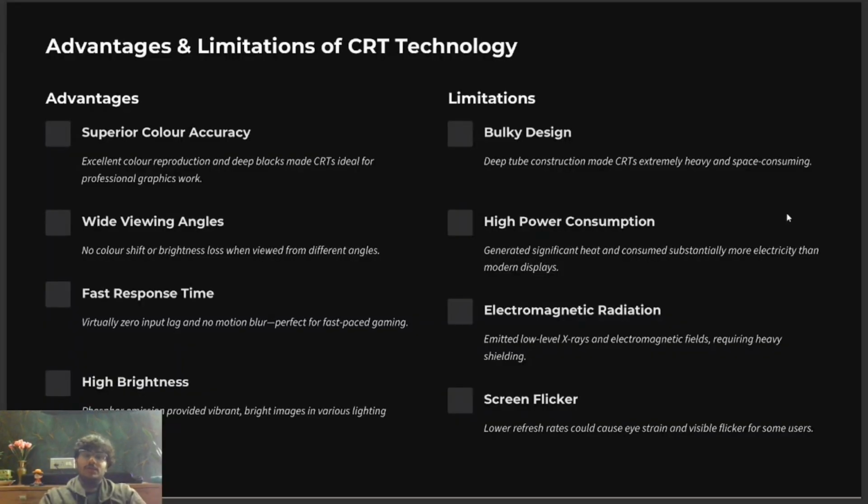Now let's move on to the advantages and limitations of the CRT model. CRTs have several advantages that made them popular for decades, like superior color accuracy, wide viewing angles, and fast response time, which means no motion blur, and also bright and vivid images. But they also had some limitations. They had a bulky design, very high power consumption, low-level radiation emissions, and possible flicker at low refresh rates. Because of these issues, CRTs were eventually replaced by modern flat panels.